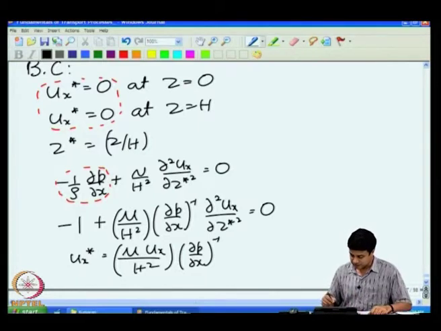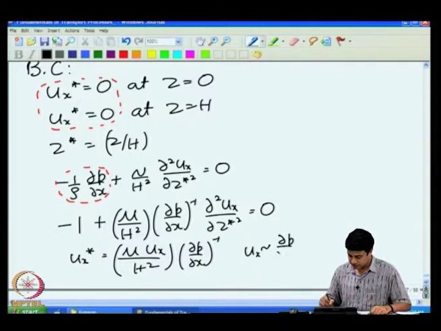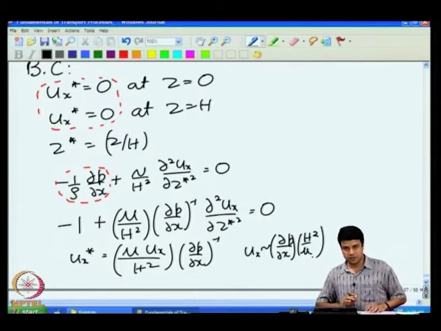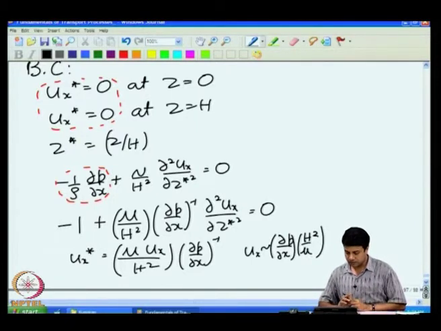Okay. That means that the velocity will go as dp by dx times h square by mu. Okay. So, if I apply a pressure gradient, the velocity along the tube is going to go as the pressure gradient times h square divided by mu. So, this gives me a scale for the velocity. Okay.